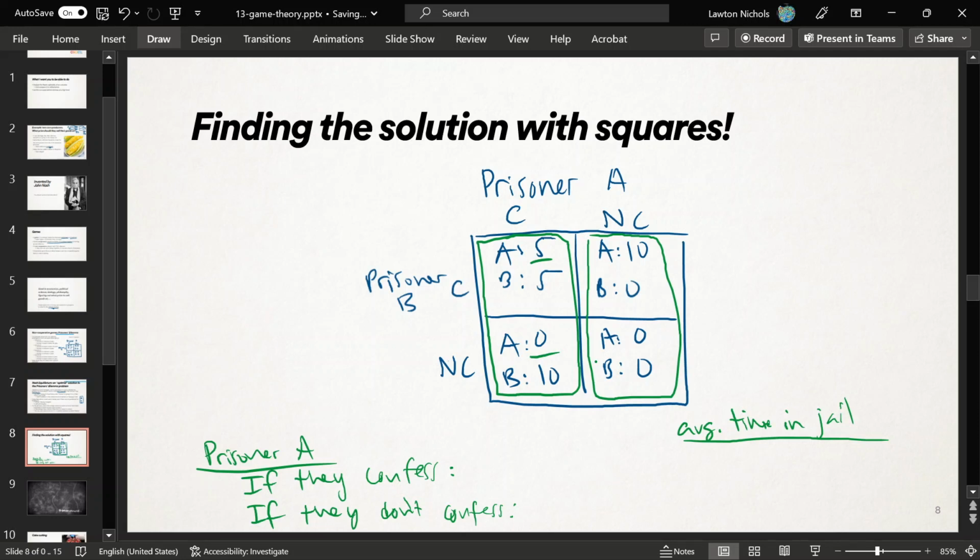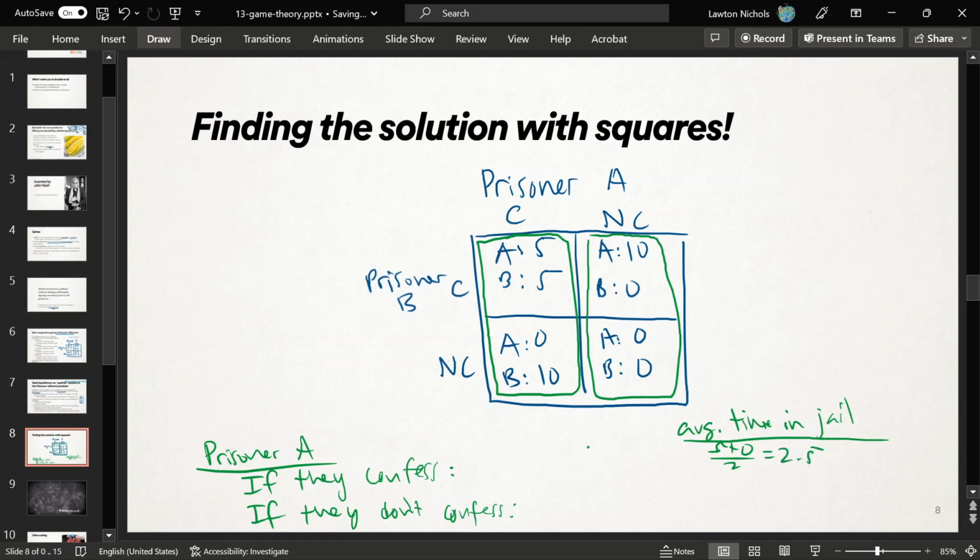So if prisoner A confesses, here's what they get. They get either 5 years in prison if prisoner B also confesses, or if prisoner B does not confess, they get to walk out and they get 0 years. So on average, we have no control over what prisoner B can do. On average, we get 5 plus 0 over 2 years in prison, which is 2.5.